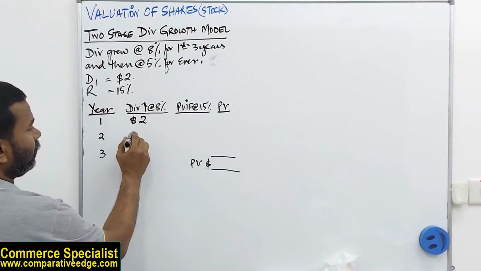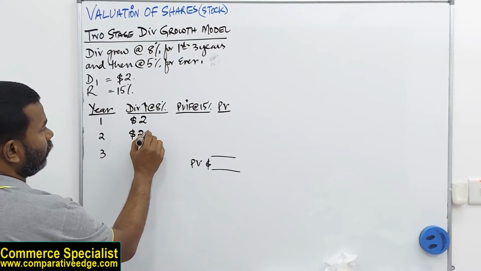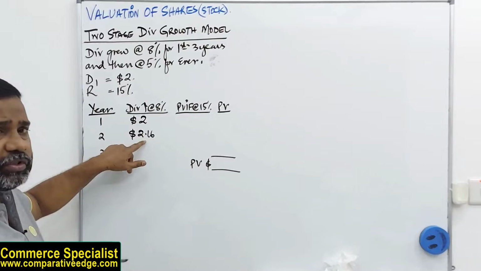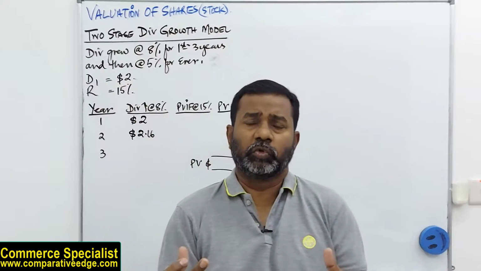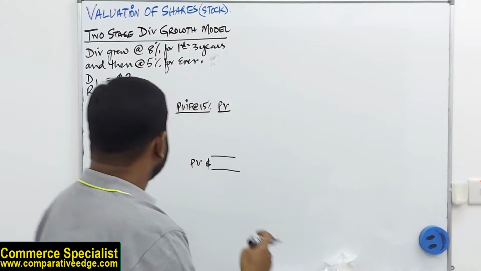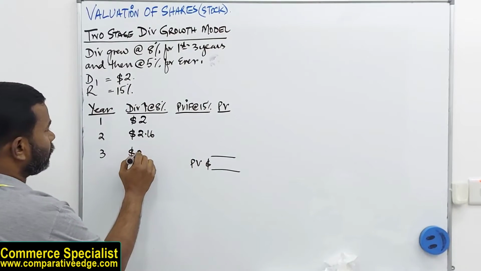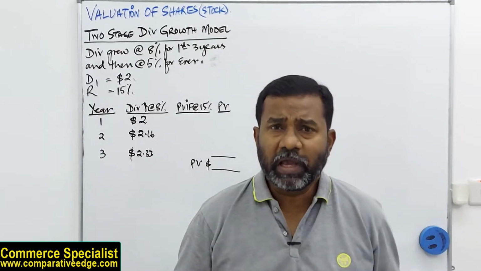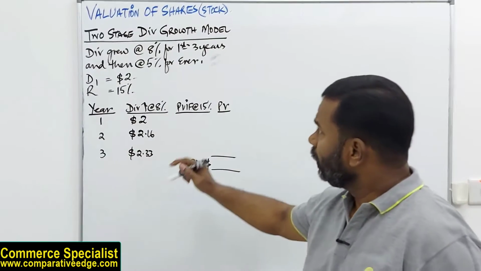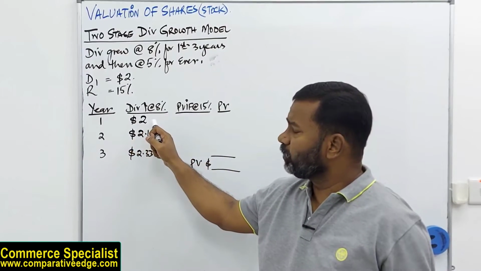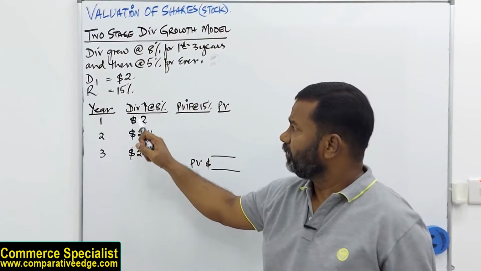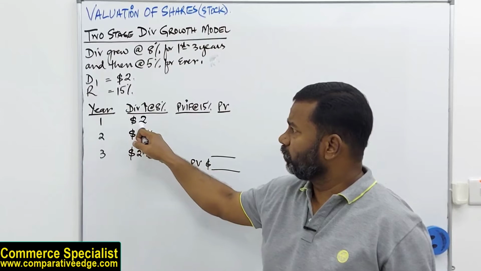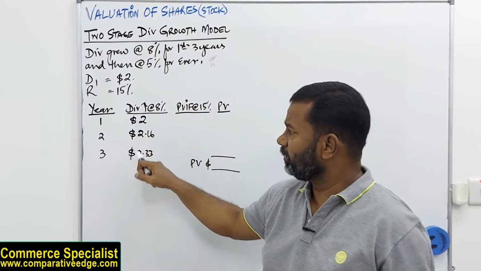You will get 2.16. This 2.16 you multiply by 1.08 to increase it by 8%. This will become 2.33. Now what we are looking at is, we had dividend this year $2. It is growing by 8%. So $2, it already grew first year, second year 8%, third year 8%.